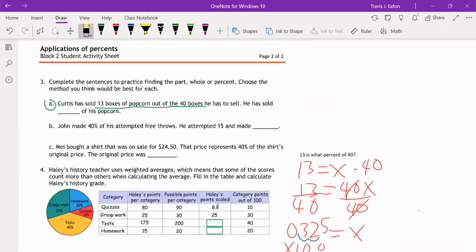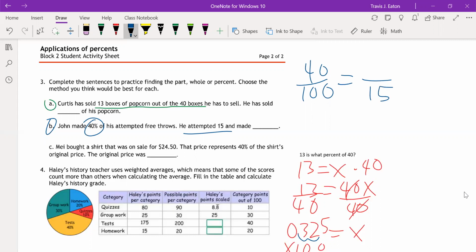Okay, now question B. I think, yes, we have time. Question B: John made 40% of his attempted free throws, and he attempted 15. Okay, so that means 40 out of 100, right? 40%. And the number that he attempted is 15, so that's going to be our whole. And so we're looking for how many did he make?